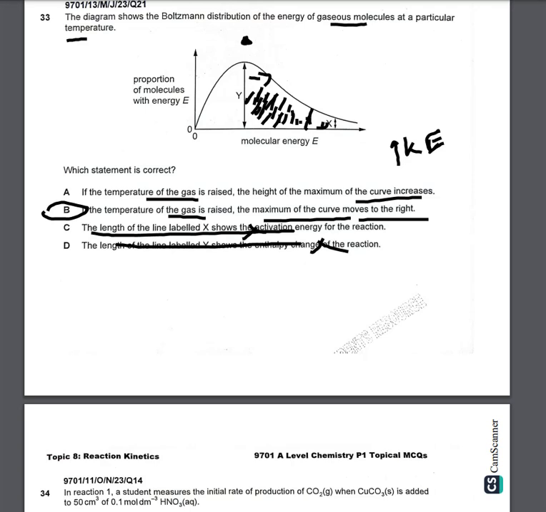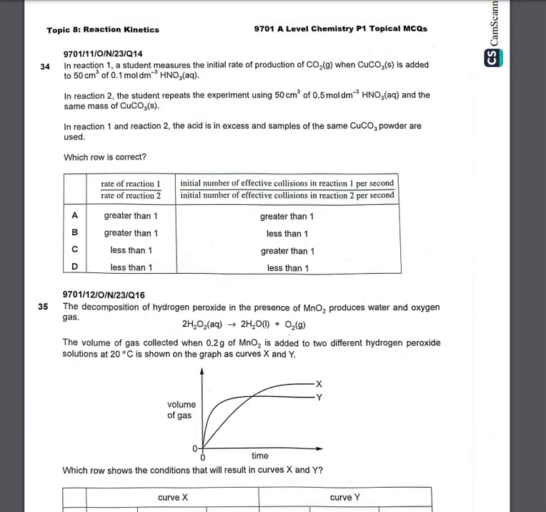Question number 34. In reaction 1, a student measures the initial production of CO2 when calcium carbonate is added to 50 centimeter cube of 0.1 mole per decimeter cube HNO3. In the second experiment, the student repeats the experiment using 50 centimeter cube of 0.5 mole per decimeter cube HNO3. So the concentration has increased here, with the same mass of calcium carbonate.